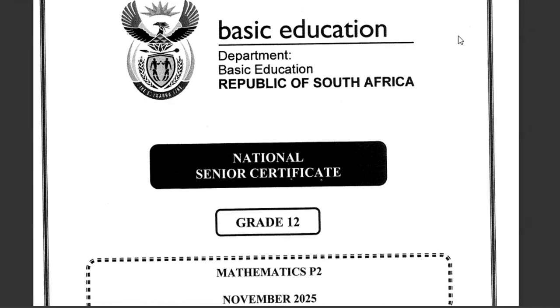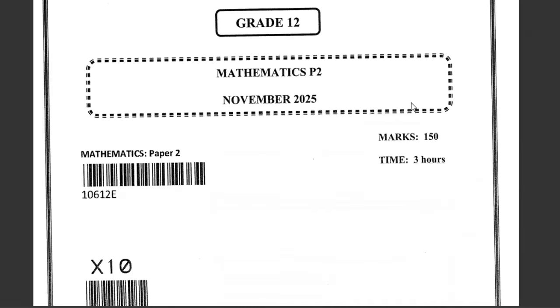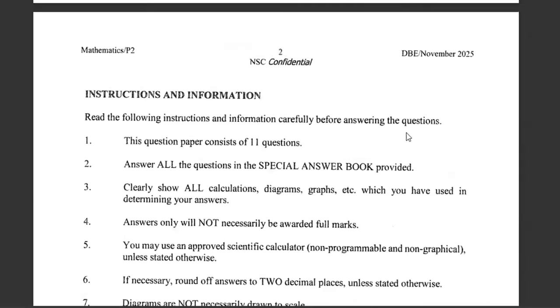Hello, welcome to another episode where we shall be looking at the proposed memorandum for the mathematics paper 2, the November 2025 examinations for the grade 12. 3 hours as usual, 150 marks, the norm. We have 27 pages of an answer book. We have 11 questions in total.